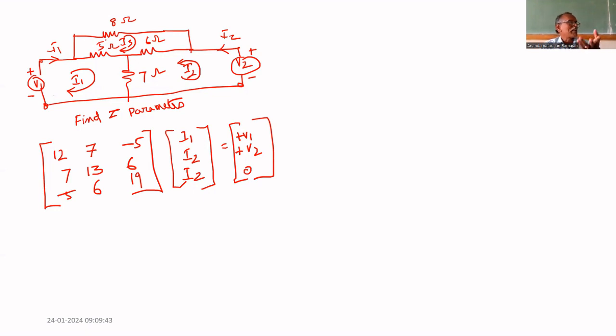Suppose they ask for Y parameter, you cannot solve this way because you are writing I1, I2, I3. We can solve only for Z this way. Suppose you want to solve for Y parameter, that means you have to write nodal equations.